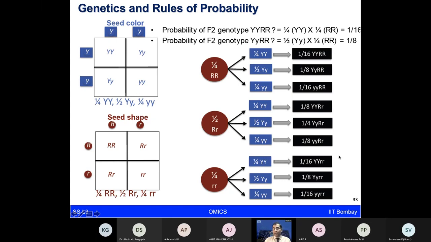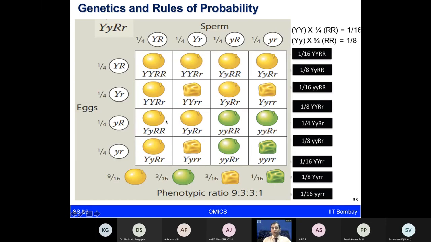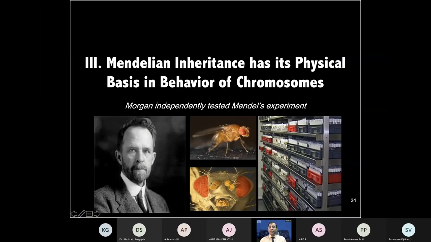So you can actually look at the complex cross, which looked very biological, and it is actually very mathematical. You can simply look at the probabilities of these gametes to occur, and you can derive and tell yourself what kinds of seeds are going to appear in the F2 generation, and their possibilities of the coloration and the shape, right? So this is how genetics and the rules of probability are very important. There are a lot of genetic tests which follow these kinds of basic principles.